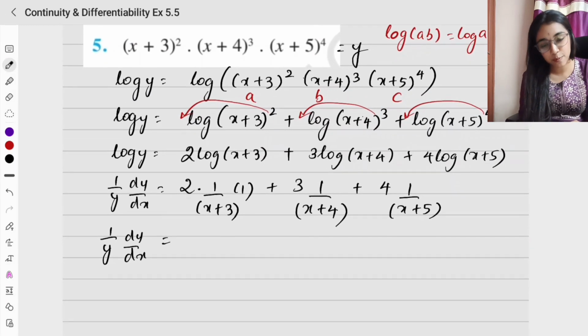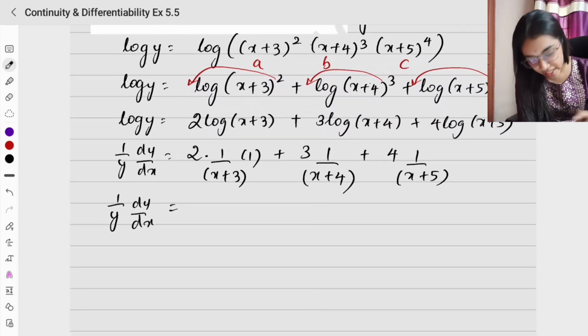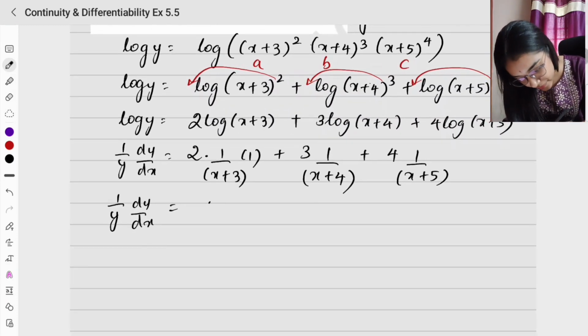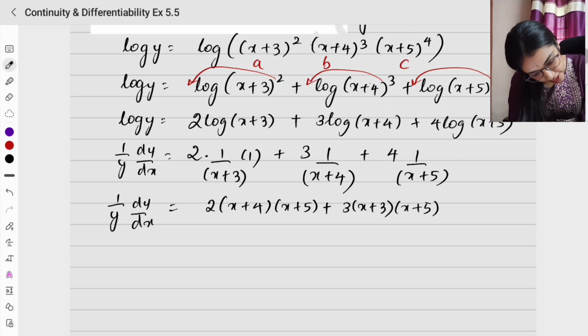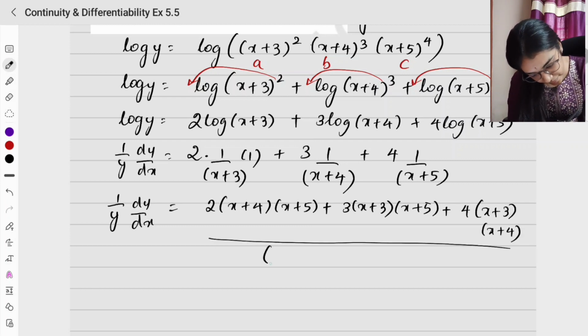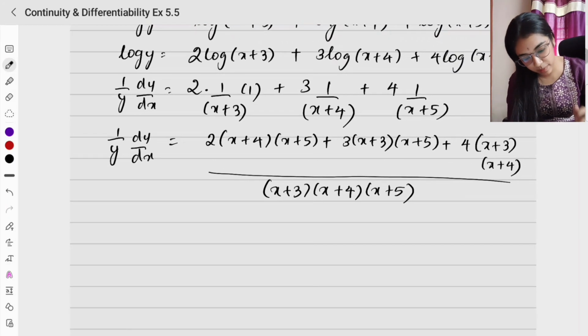Because in the question, what is there? (x+3) the whole square is there, and the denominator has (x+3), so they can get cancelled. So I am going to find the LCM. So what will I have? Finding the LCM, 2 into (x+4) into (x+5) plus 3 into (x+3) into (x+5) plus 4 into (x+3) into (x+4), the whole divided by (x+3) into (x+4) into (x+5). Correct? Now what happens if we simplify the RHS?